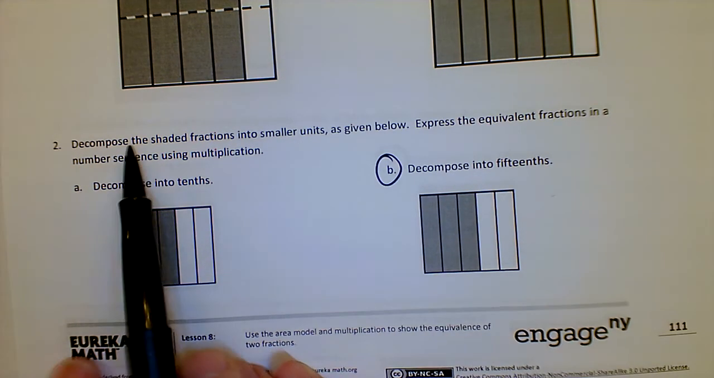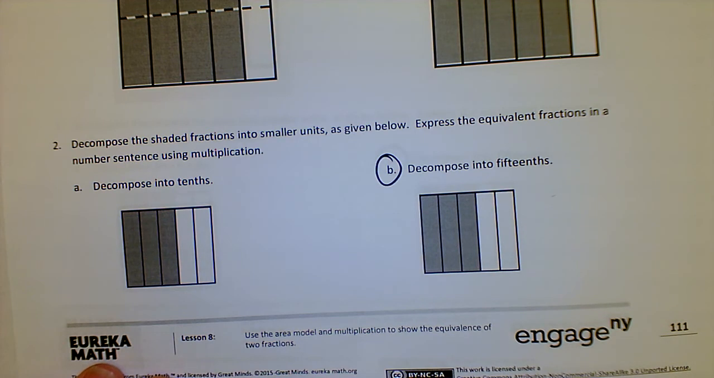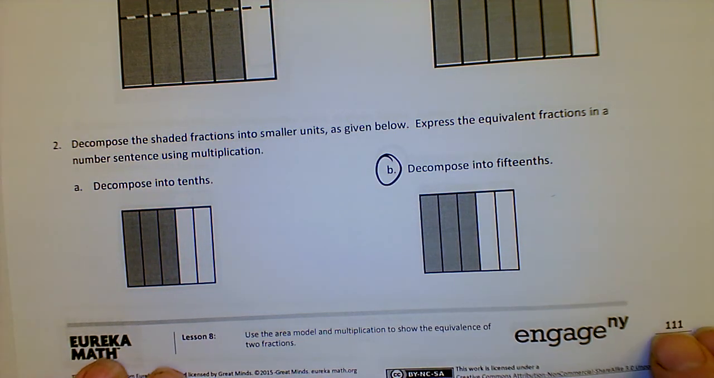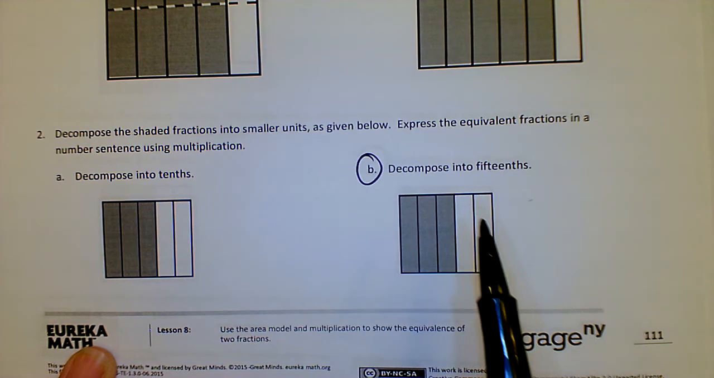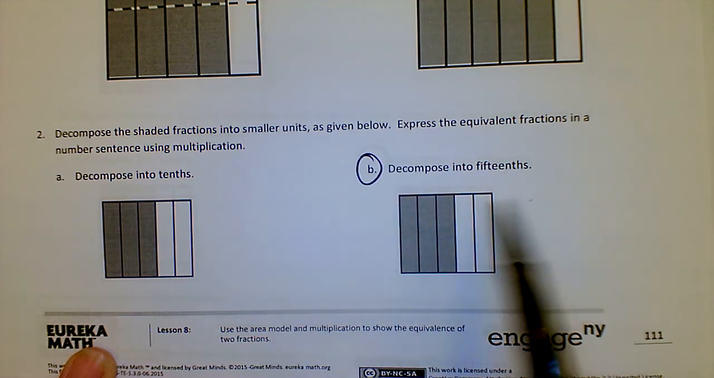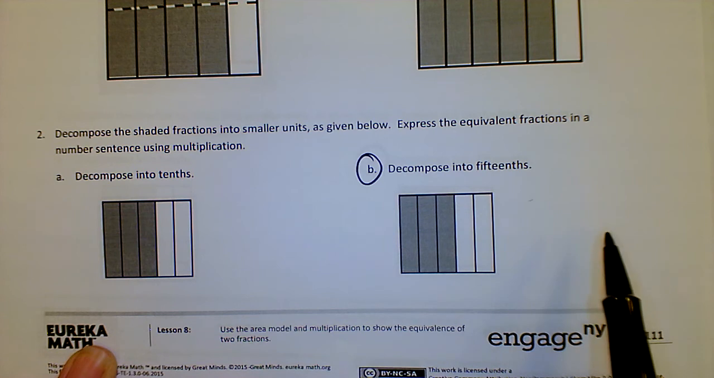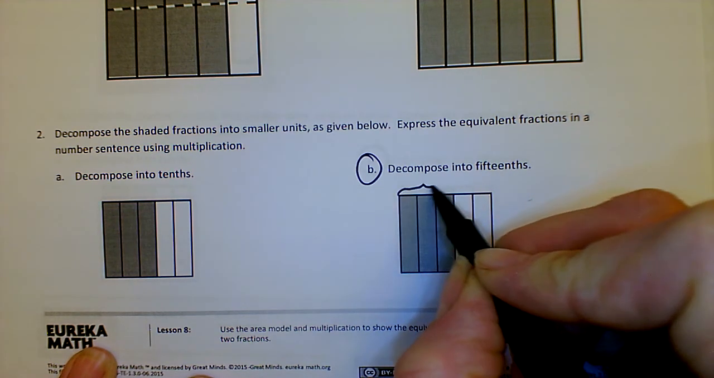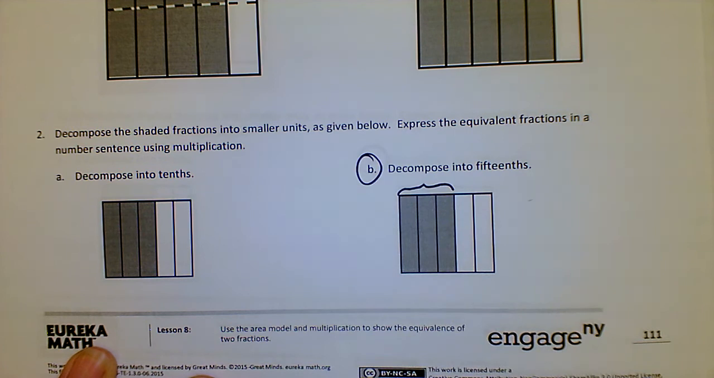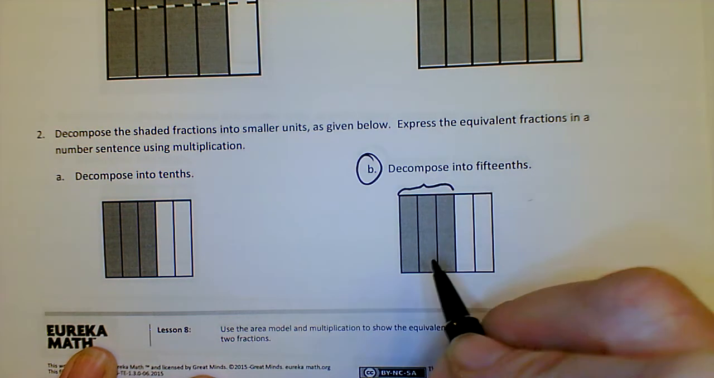Okay, so for problem 2, it says decompose the shaded fractions into smaller units as given below. Express the equivalent fractions in a number sentence using multiplication. So it's basically going to be exactly what we just did. So let's go ahead and first figure out what was our original fraction. Now, you don't actually have to do this part for this problem. You could just write the fraction here, but I like to show what we're doing. So I'm going to go ahead and model it and write it down.